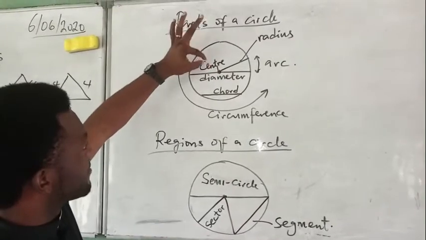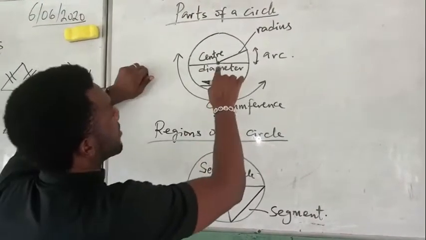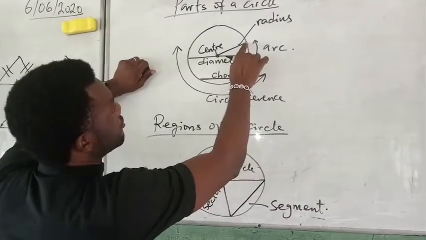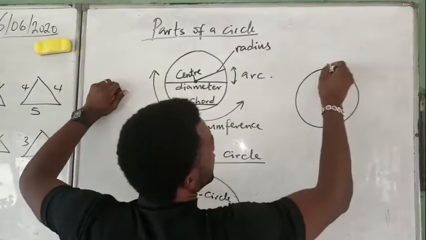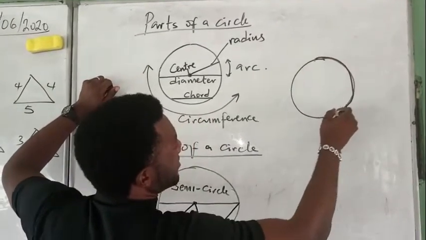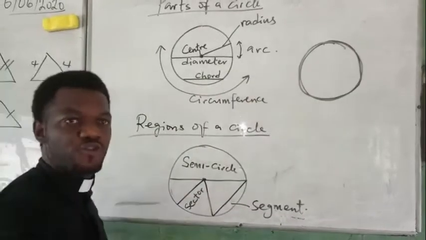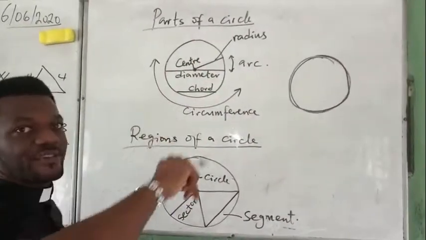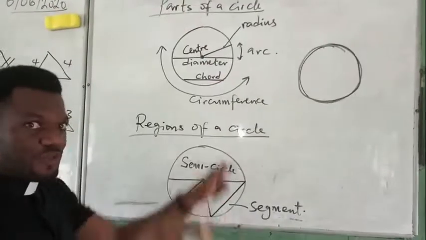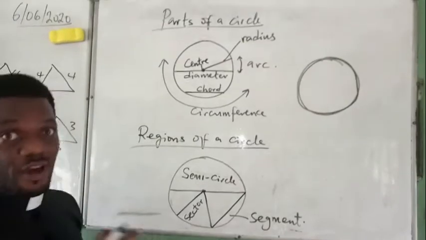From the center of the circle, there is a line to this place. We call this place the circumference. The distance round the circle is called the circumference. The whole shape of the circle, the distance round it, is called the circumference of the circle.